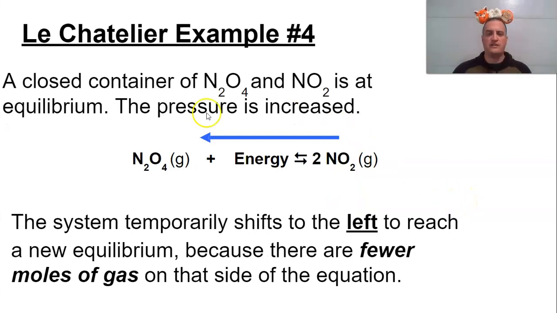Another example, closed container, the pressure is going to be increased. Now in this case, we have two particles on the right side, one on the left. The system is going to temporarily shift to the left to reach a new equilibrium because there's a fewer number of moles of gas on that side of the equation. Think about it, if we increase the pressure, that brings them closer together, a decrease in volume, of course. And so it's more likely that NO2 particles are going to collide than this one particle is just going to split. So that's why it's going to have an increase in N2O4.